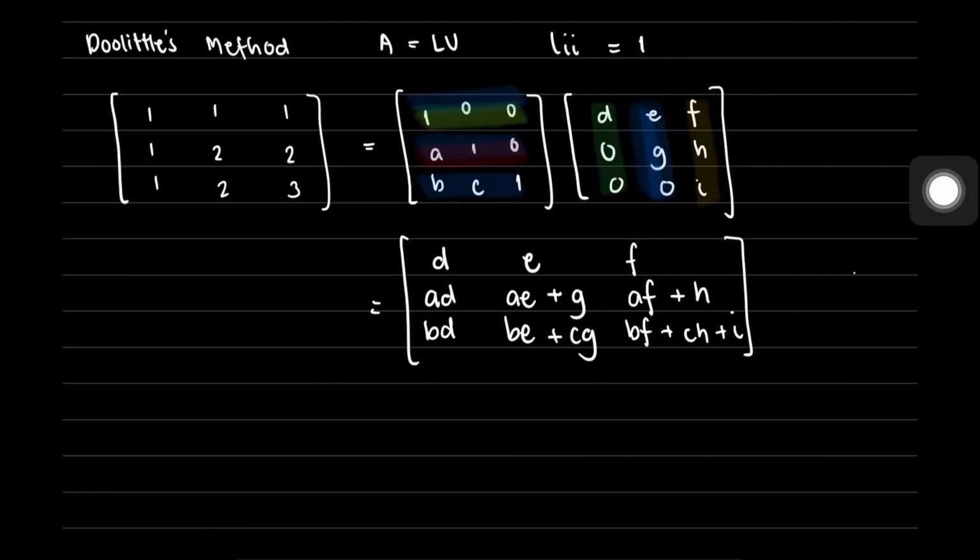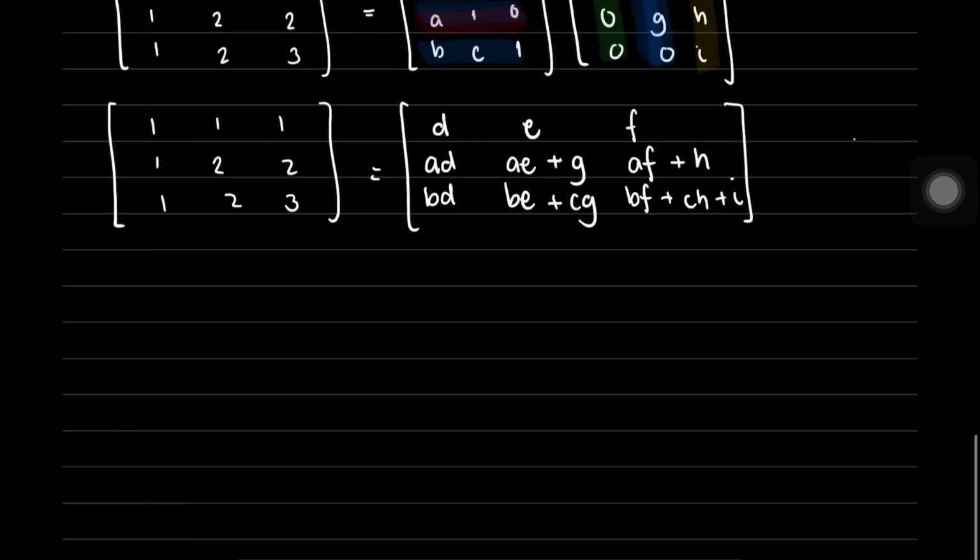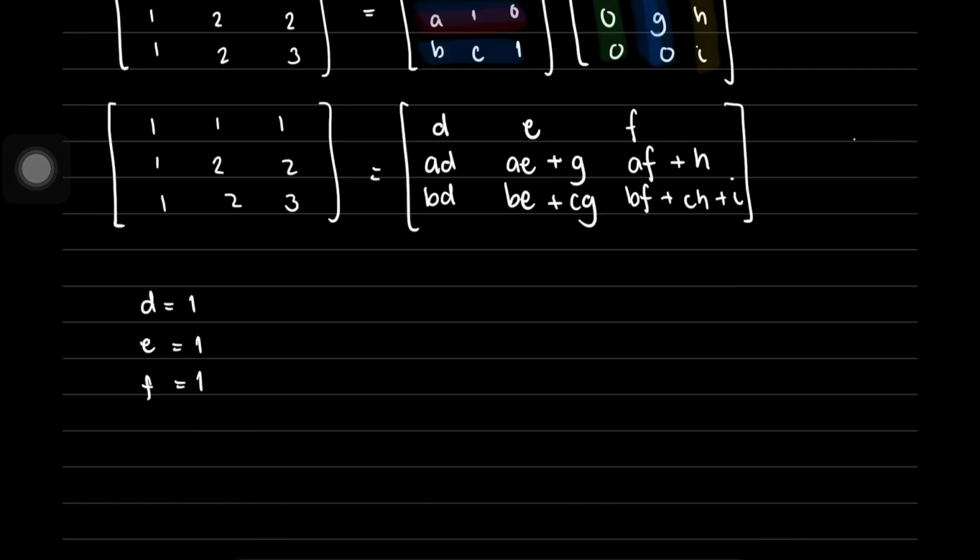So if we equate this one to the coefficient matrix, we have 1, 1, 1, 1, 2, 2, and then 1, 2, and 3. We can already solve for D, E, and F, right? So D, E, and F is basically equal to 1, 1, 1 respectively. We have D equals 1, E equals 1, and F equals 1.